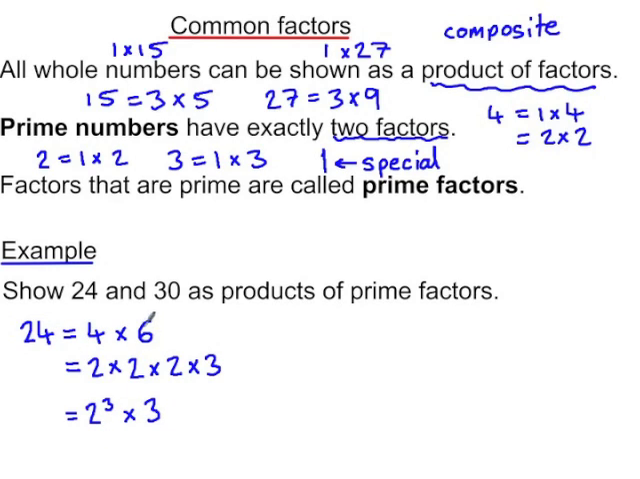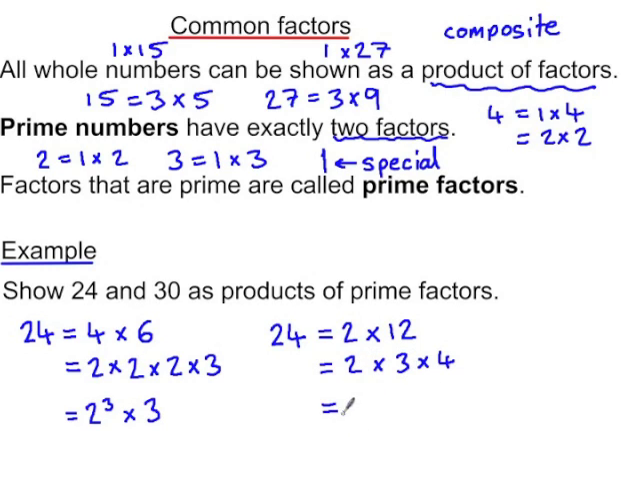Now imagine you didn't know that 24 was 4 times 6. It doesn't matter where you start as long as you start with a product of factors. So you might realise that 24 is 2 times 12, so we'll start with that. 2 is prime, so that's fine, and 12 is 3 times 4. Or you might put 2 times 6. It doesn't matter, as long as you keep going until all of your numbers are prime.